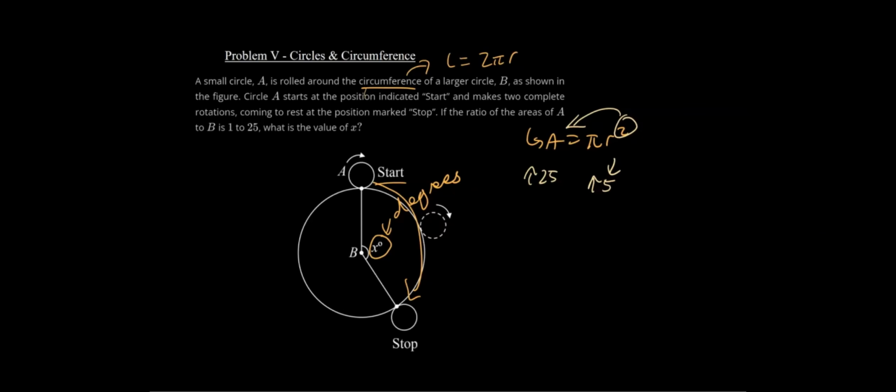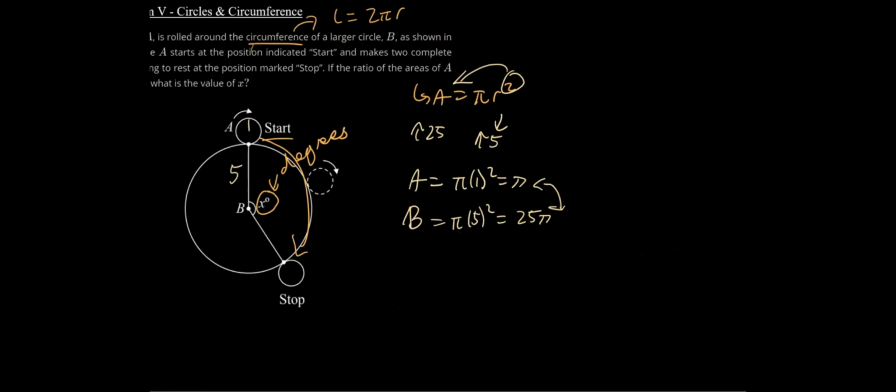And we can see this here. Let's say we call A's radius 1 and B's radius 5. We would have A is equal to pi times 1 squared, which is equal to pi. And then we would have B is equal to pi times 5 squared, which is equal to 25 pi. This is clearly a ratio of 1 to 25.